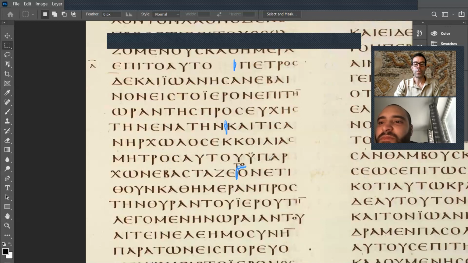was being, huparchon. So this is a participle, nominative masculine singular. Ebastazeto. So this is a middle or passive verb, third person singular. So was being carried. He was being carried.